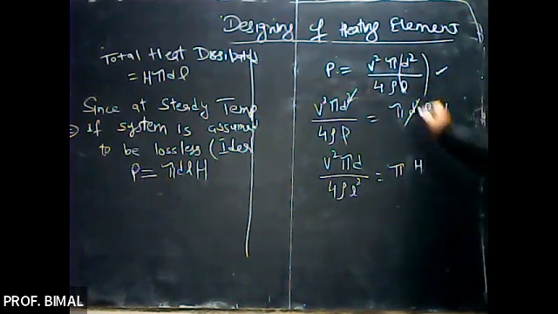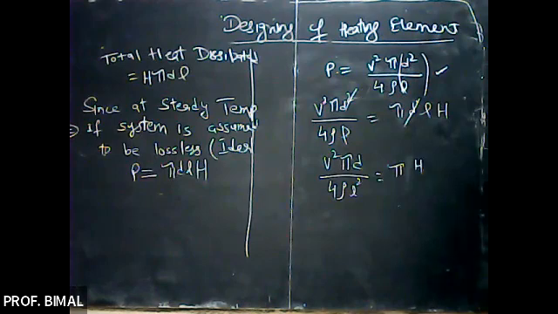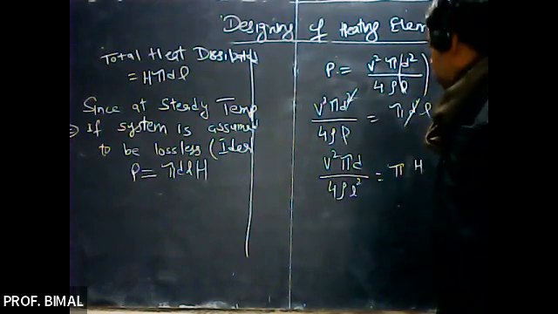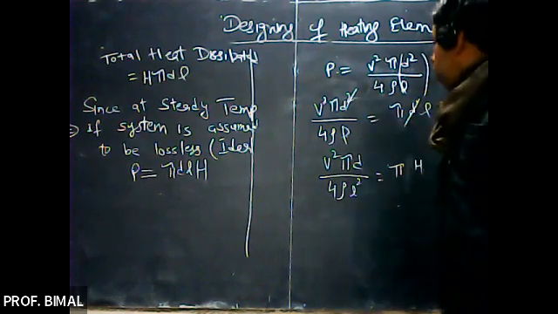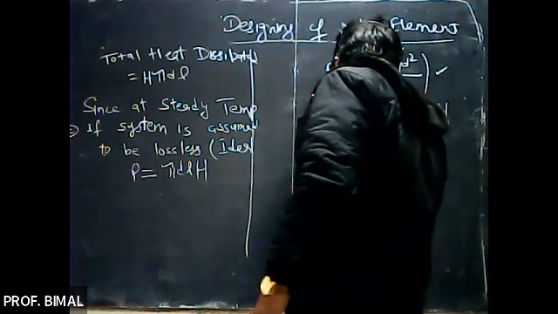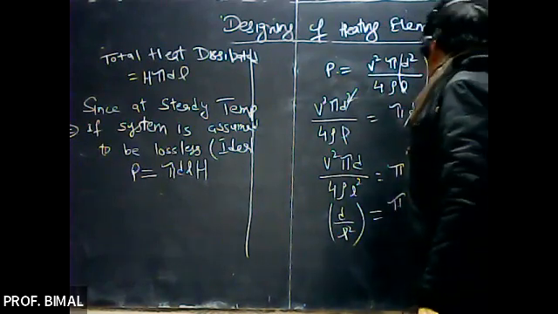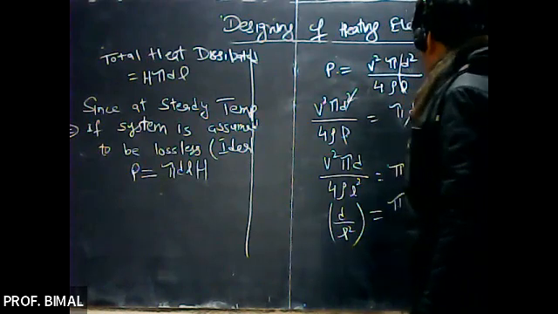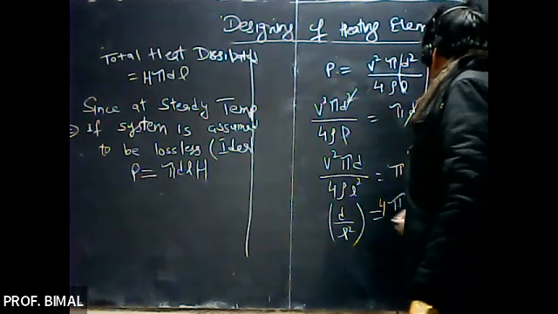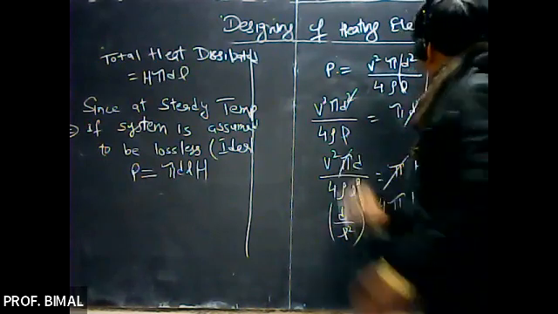I had d square, one d will be cancelled out. That's why d square will remain as d. Then after that L will be multiplied in the denominator. So from this d over L square is equal to 4 pi H rho over V square pi. Pi again gets cancelled out.